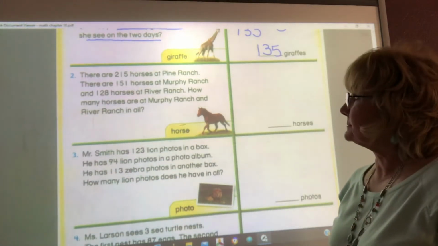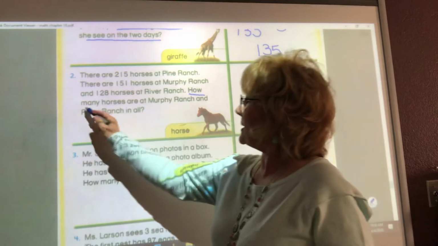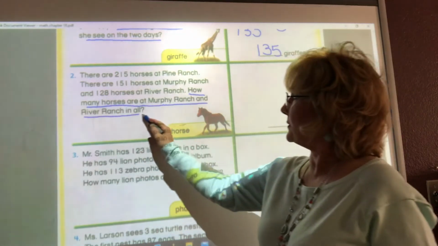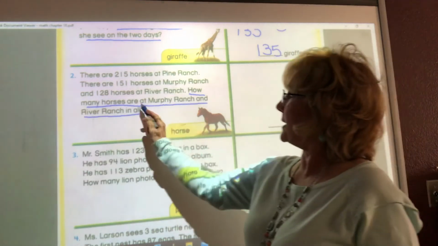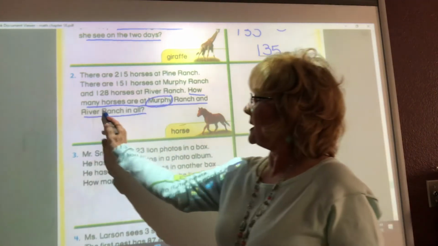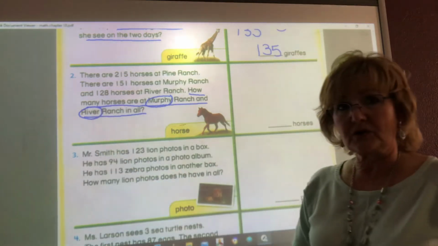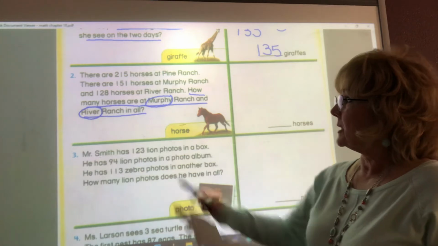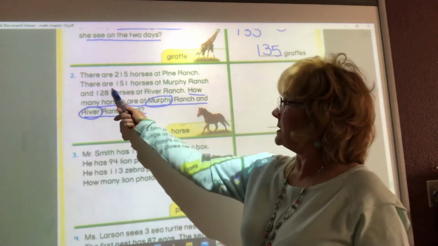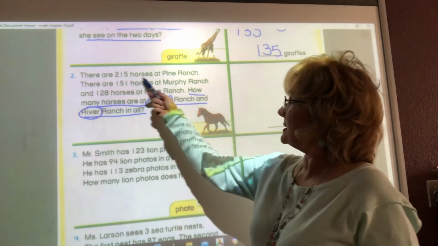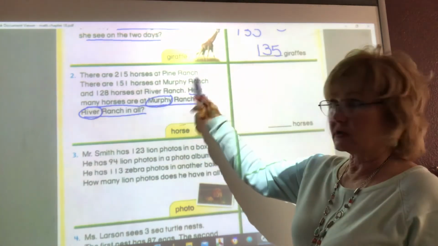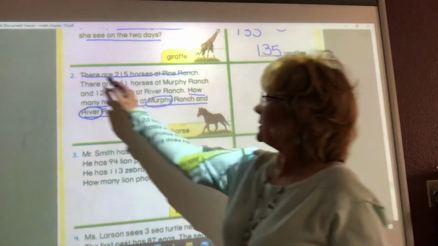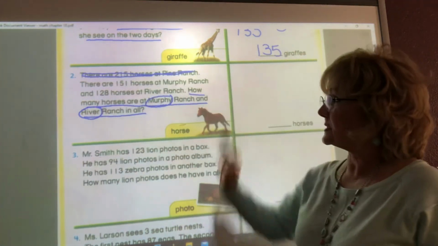Okay, let's read the question. How many horses are at Murphy Ranch and River Ranch? I have a feeling we're concerned about Murphy Ranch and River Ranch. So make sure you underline that. Do you see any other kind of ranch up there? I see a River Ranch. I see a Murphy Ranch. I see a Pine Ranch. We're not worried about Pine Ranch, so we're gonna get rid of, there are 215 horses at Pine Ranch.